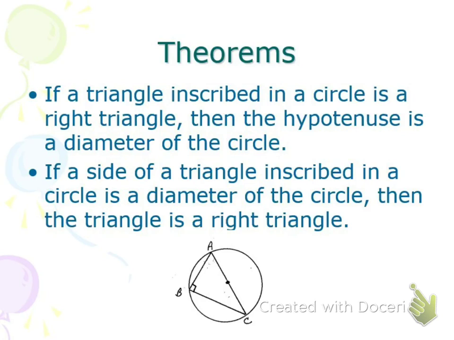All these words go into one box. No, we're going to get to the other box later. Right now we're just talking about triangles. Later on we'll talk about quadrilaterals. If a triangle is inscribed in a circle and is a right triangle, then the hypotenuse is a diameter of the circle.